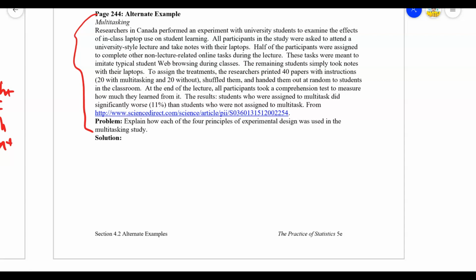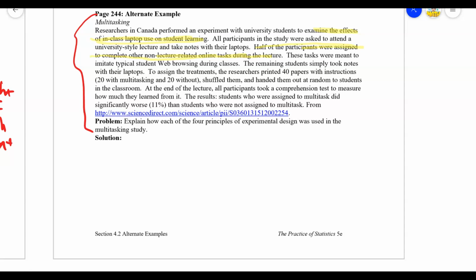So, researchers in Canada performed an experiment with university students to examine the effects of in-class laptop use on student learning. So again, I like to think about, they want to know what are the effects of in-class laptop use on student learning. So all participants in the study were asked to attend a university-style lecture and take notes with their laptops. Now, half of the participants were assigned to complete other non-lecture related online tasks during the lecture. These tasks were meant to imitate typical student web browsing during classes. The remaining students simply took notes with their laptops. So we have one group that's kind of multitasking, the other group that's just taking notes on their laptops.